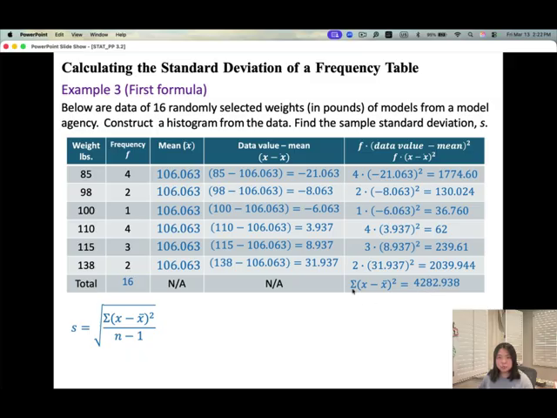Now, this will be the numerator of the formula. So plug it in. And then n is the sample size. We have 16 of them, so plug in n equals 16. Use your calculator. You should get 16.90 pounds. Okay, so this is the sample standard deviation.